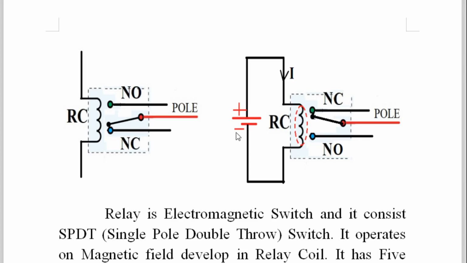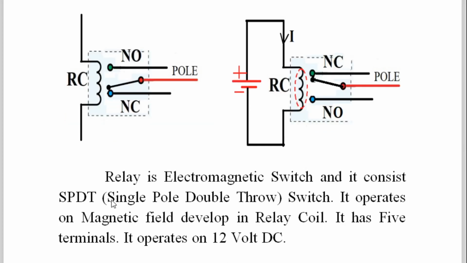Now how to get the relay coil magnetized? It is very simple. Connect the 12 volt of the battery. But now in the control system, we are not going to connect the battery directly to the relay. We are connecting the battery through a relay driver. So first of all, I hope you understood the relay. It is written here.